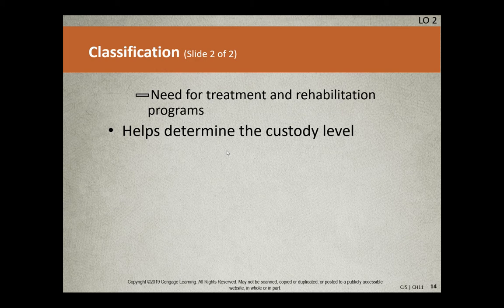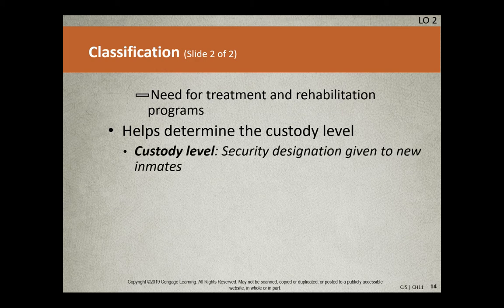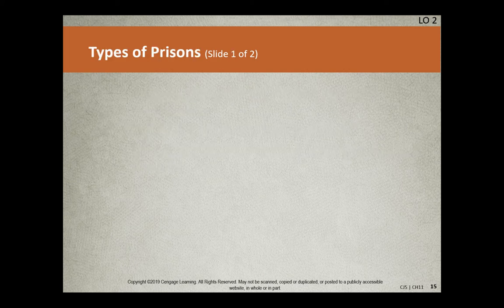So this will then help determine their custody level, and this is their security designation. We have some different types of prisons, and it usually is classified under their custody level. Custody level is the security designation that's given to inmates.